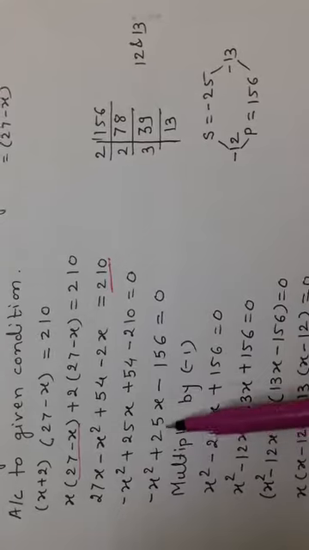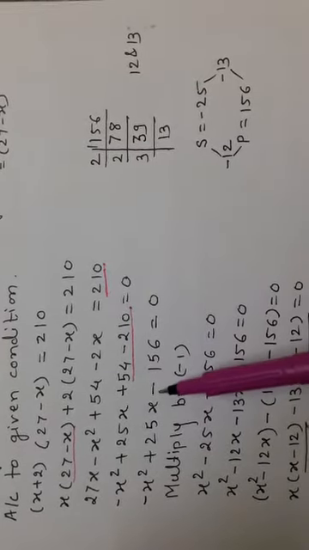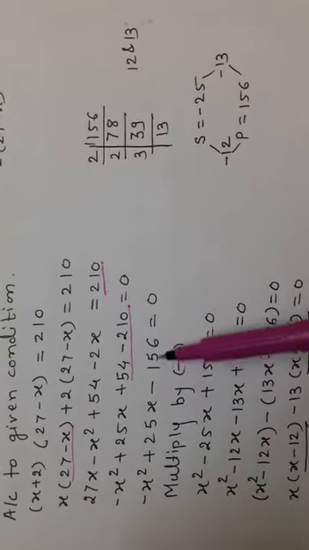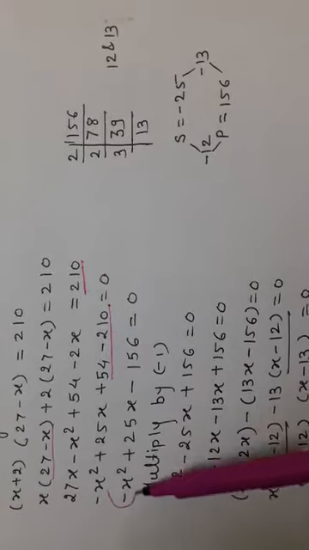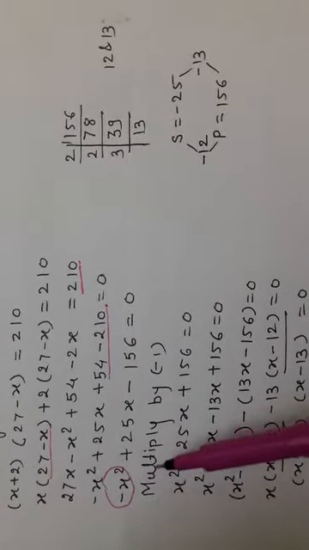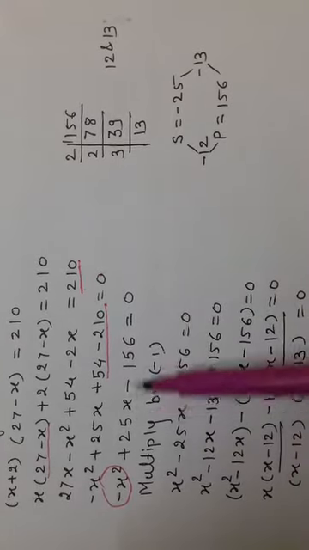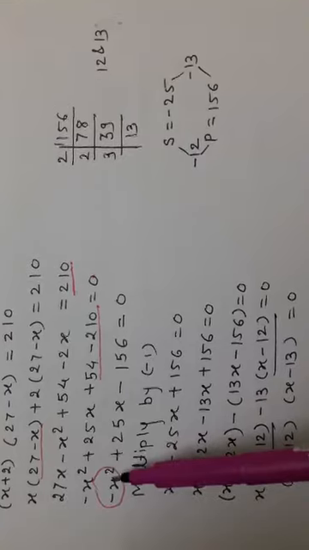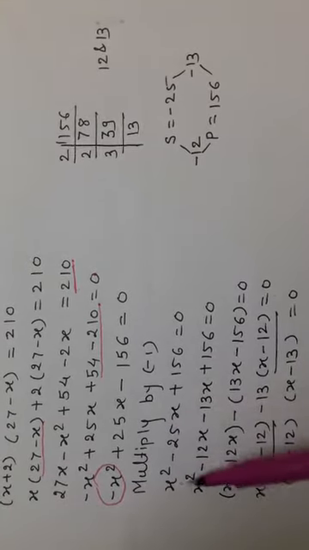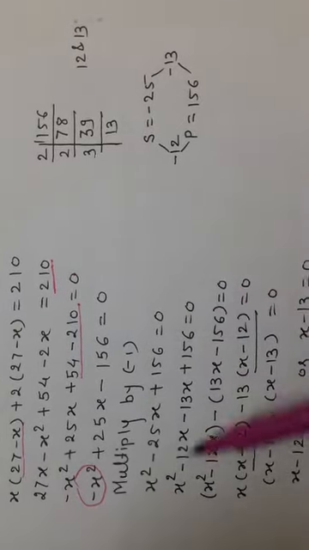Minus x square plus 25x, now we will do the subtraction of the numbers, 54 minus 210, which gives minus 156, which is equal to 0. But you are finding the coefficient of x square is minus 1 and we don't want minus 1 as the coefficient. That's why we will multiply the whole equation by minus 1. Means the minus term will become plus and the plus term will become minus. x square minus 25x plus 156 is equal to 0.